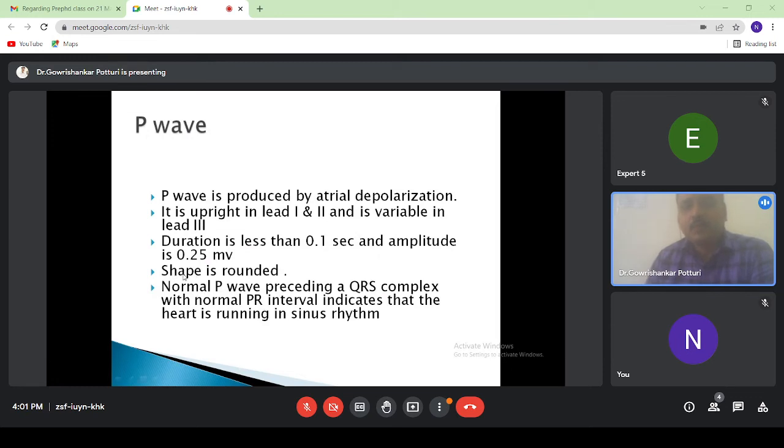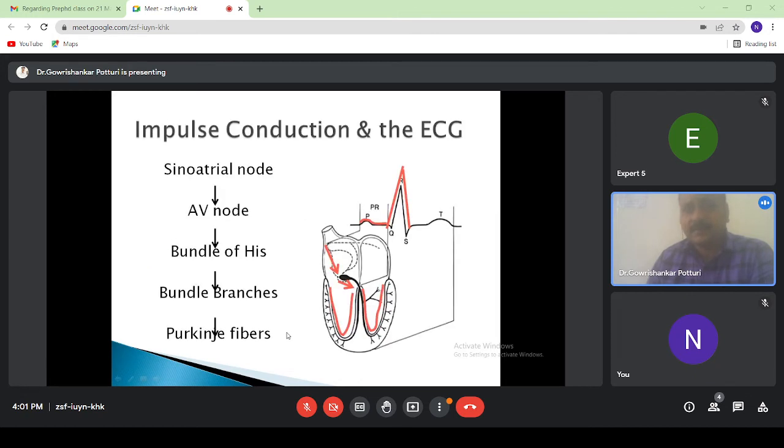Now the shape should be rounded. P wave should always be rounded. Normal P wave preceding QRS complex with normal PR interval indicates that the heart is running in sinus rhythm.